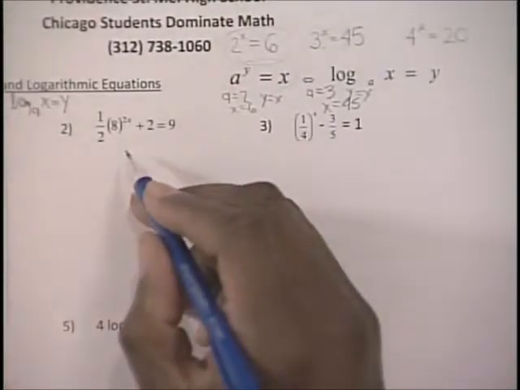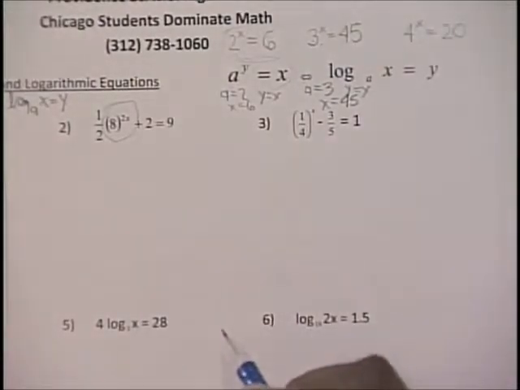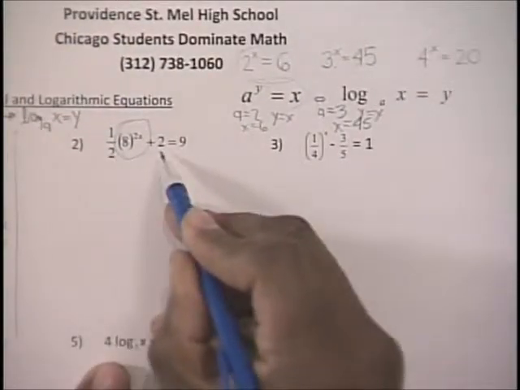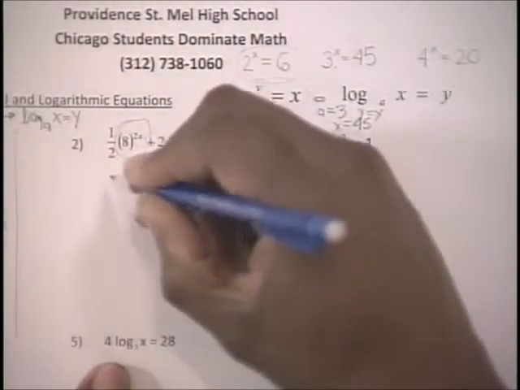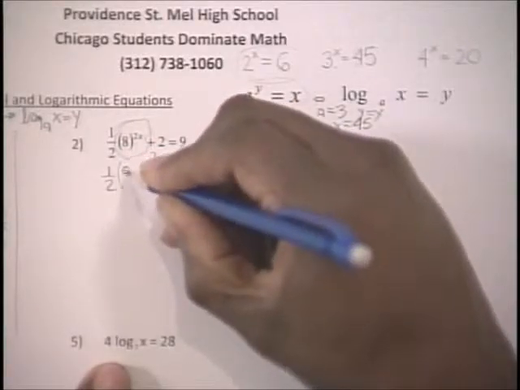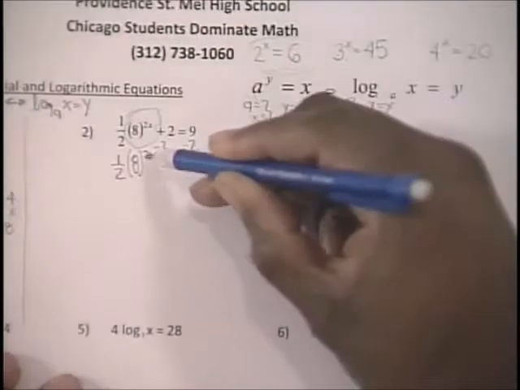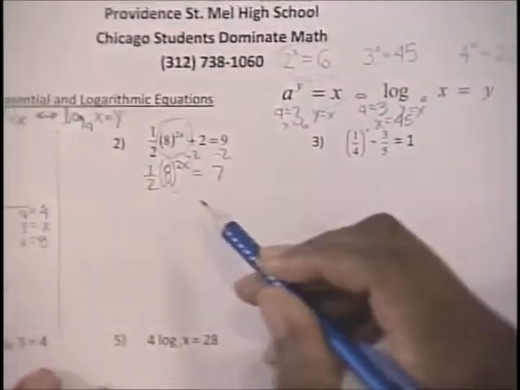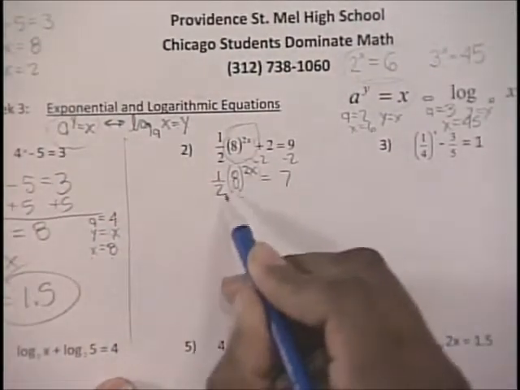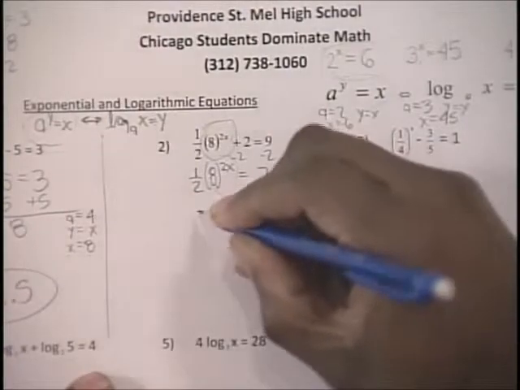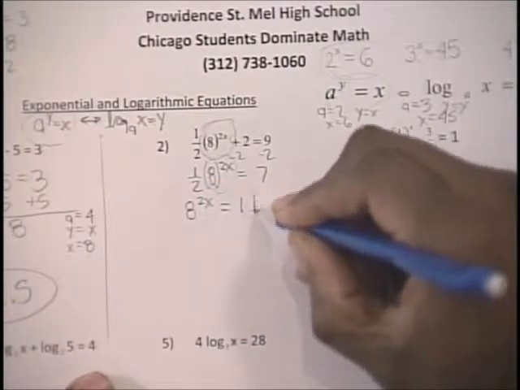Next problem is 3. Let's isolate this exponent. So now what we have is this half is in the way. Actually, let's get this 2 out of the way. Let's subtract 2 on both sides. We end up with 1/2 times 8 raised to the 2x power is 7. We still got to isolate that exponent so that we can get this form right here, A to the y is x. So this 1/2 is in the way. Let's multiply both sides by 2 to get the half out of there. We get 8 to the 2x. Multiply both sides by 2, you get 14.